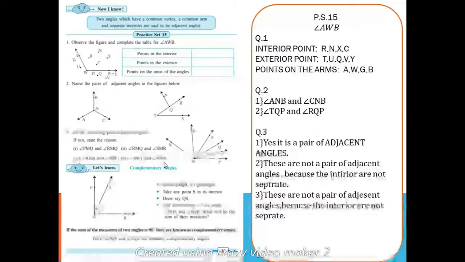SMT and RMS. Will it form adjacent angles? Yes, it is forming adjacent angles because MS is a common arm in between the two angles, and it has a common vertex and a separate interior. So this was the first practice set we have completed. The next part we will continue in the next lecture.